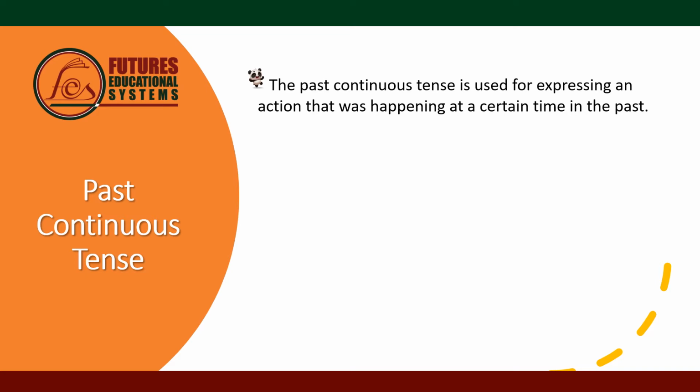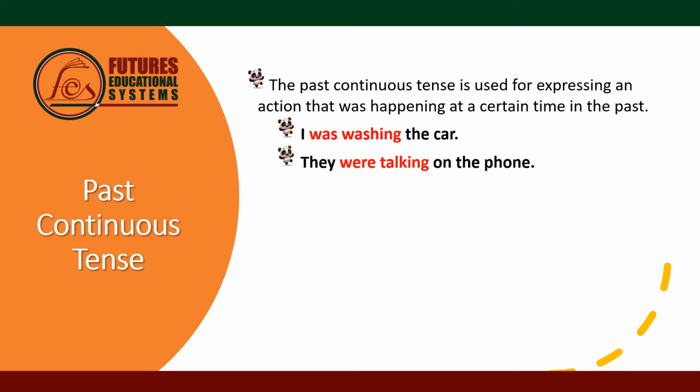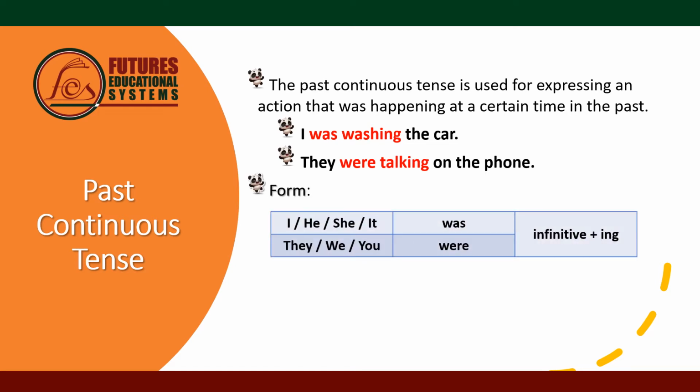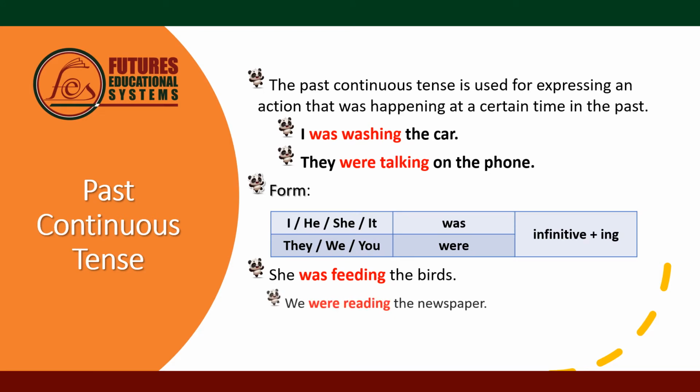First, we're going to learn the form. I was washing the car. Was washing is the past continuous form of the verb wash. They were talking on the phone. Were talking. So how did we form the past continuous tense? I, he, she, or it plus was plus infinitive plus ing. They, we, you plus were plus infinitive plus ing. So the pronoun plus verb to be in the past simple plus the infinitive plus ing. She was feeding the birds. We were reading the newspaper.